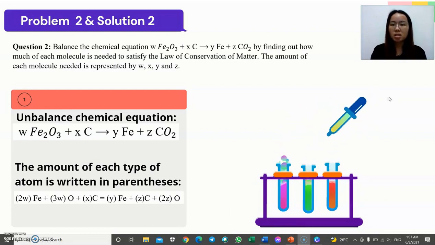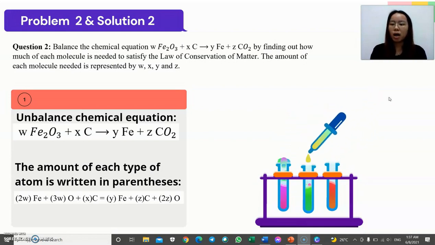So our problem is to balance the chemical equation: W iron oxide plus X carbon to Y iron plus Z carbon dioxide. So we need to find out how much of each molecule is needed to satisfy the law of conservation of matter. The amount of each molecule needed is represented by W, X, Y, and Z.